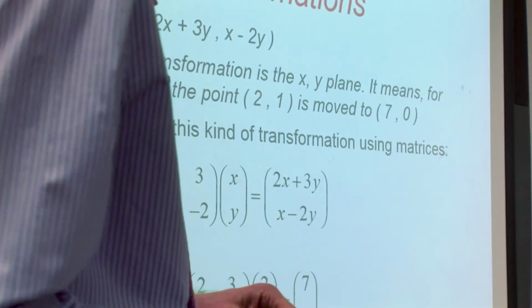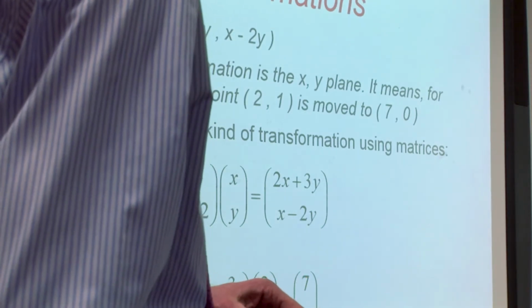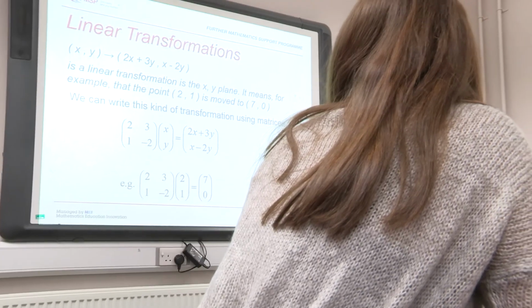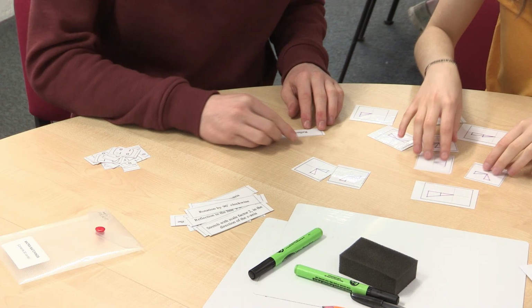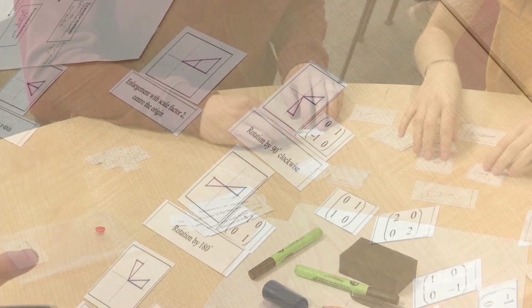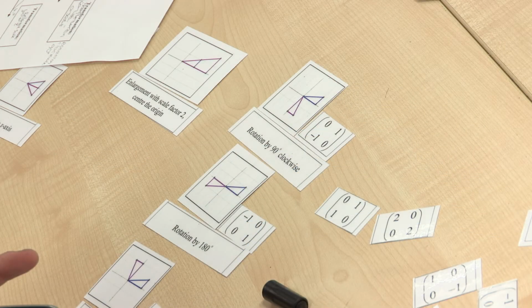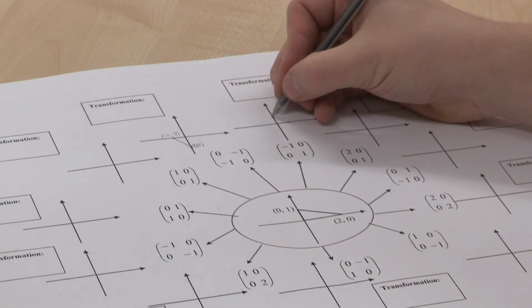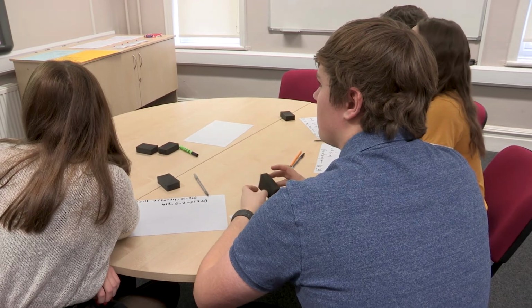We're going to be thinking about linear transformations. Here, a slightly different approach, in this case to relate matrix multiplication to transformations. In the lesson, the students are to work in groups with card matching activities, making connections to consolidate and extend their understanding. Before this, the teacher begins by asking students to think about what they already know.